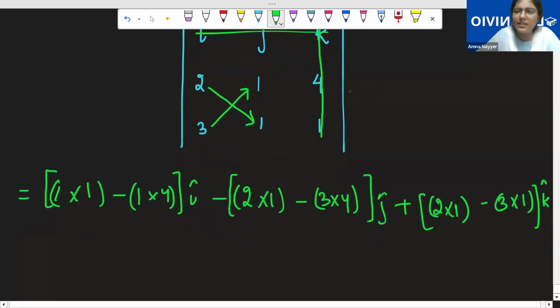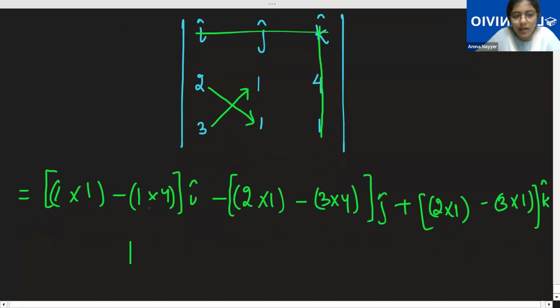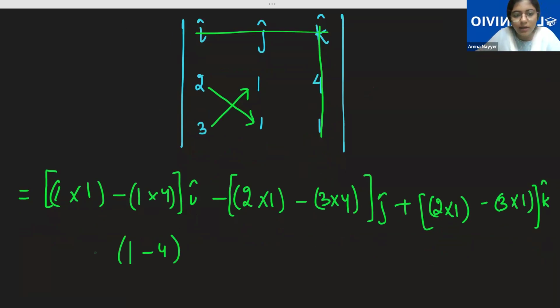Class, if you write this equation, then there's nothing for you. It's just addition and subtraction, which you already know. You can write 1 into 1 is 1, 1 into 4 is 4. So 1 minus 4, I cap. 2 into 1, 2. 3 into 4, 12, minus 12, j cap. 2 into 1, 2, minus 3 into 1, 3, plus k cap.